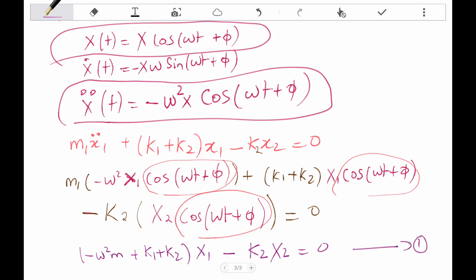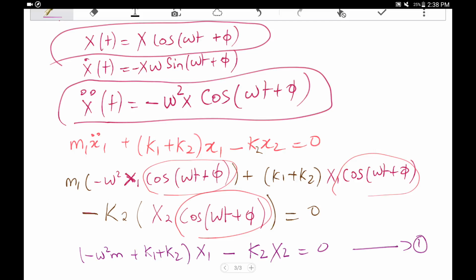So that's equation number 1. And let's do the same process again for equation 2. I'm going to cut it short here and do another video on that, so you can watch part 2. Thanks, and see you in part 2.